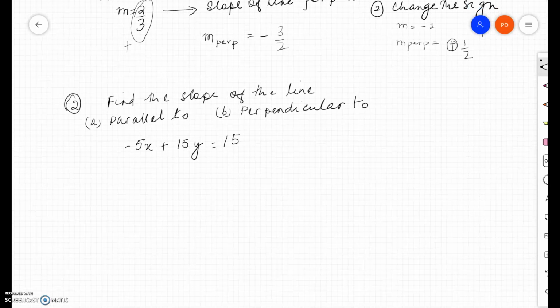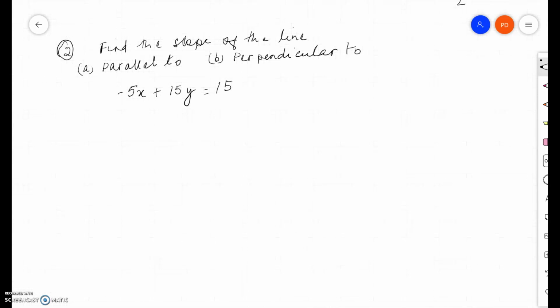Now here is a problem. Find the slope of a line parallel to the given line and perpendicular to the given line. So the given line is this. So first of all, the line is given. The slope is something we need to find.